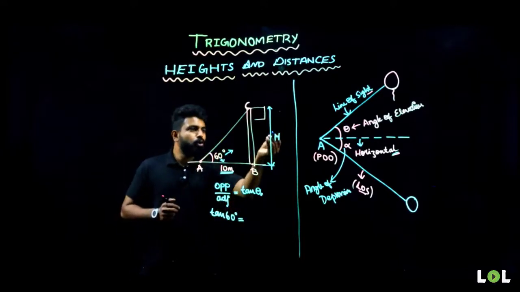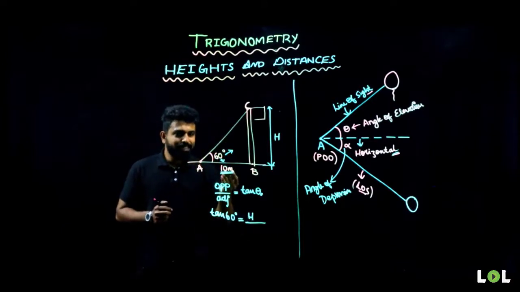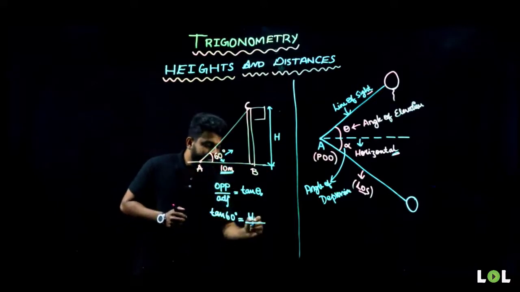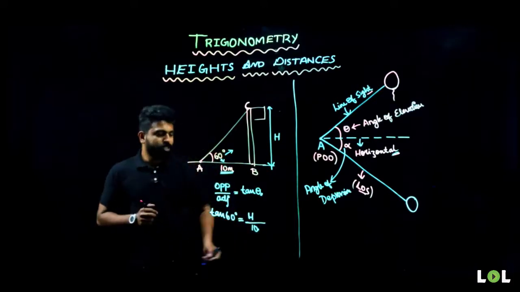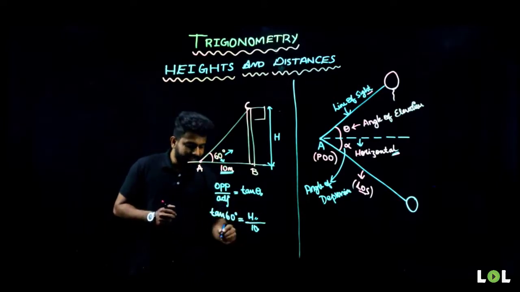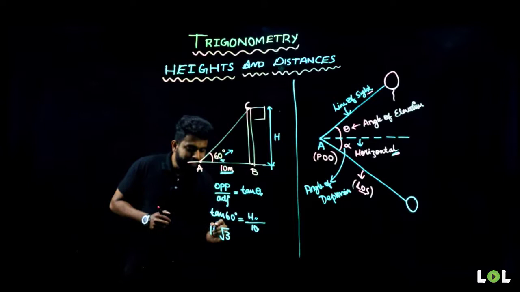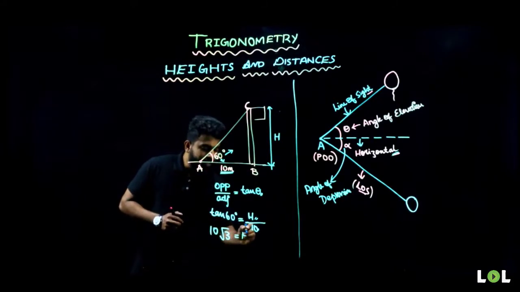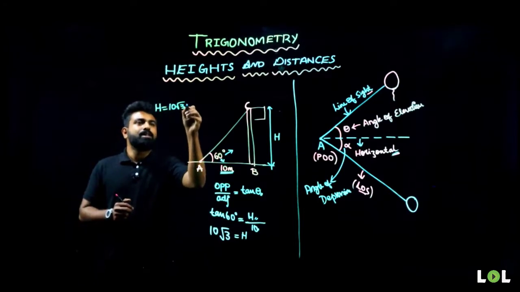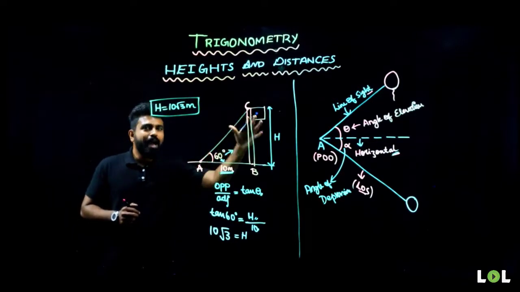What is opposite? I don't know. I'm calling it h, divided by adjacent, which is my adjacent side. It is the distance between the point and the flagpole. That is 10 meters here. So we have got so much. We have only one unknown that we need to find out. What is the value of tan 60? We all know tan 60 is nothing but root 3. Now I'll take this 10 to the other side. So it will be 10 root 3. That will be equal to the height. So the height of my flagpole will be 10 root 3 meters. So this is how we use trigonometric ratio to find out the height or distance.